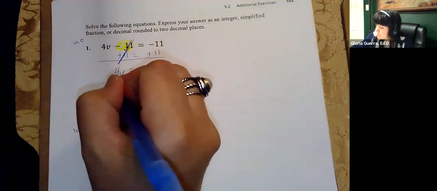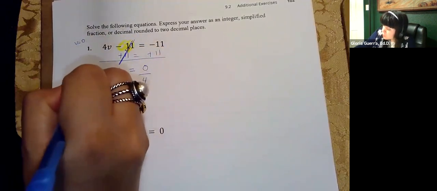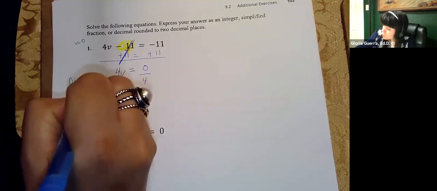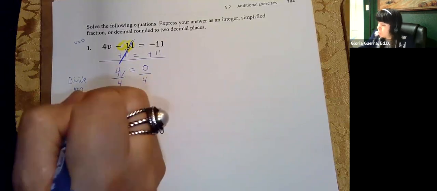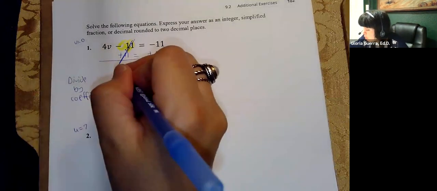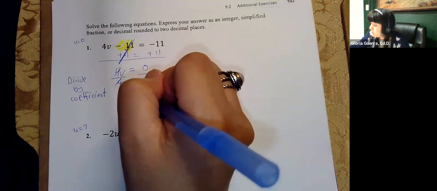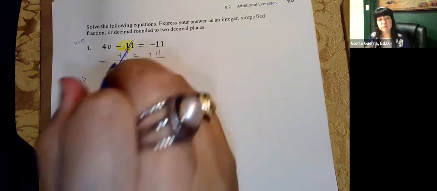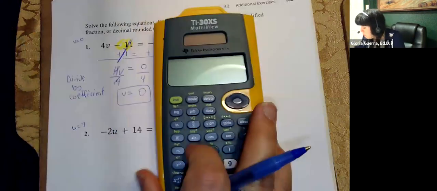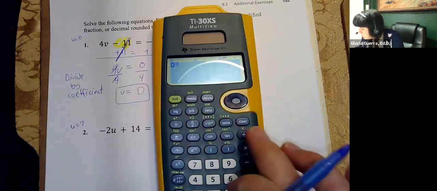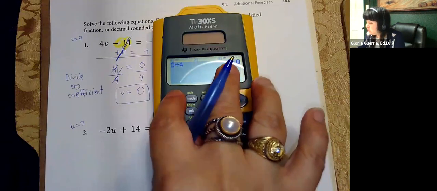Now you're going to divide both sides by four. You're going to divide by the coefficient. The fours cancel out. Zero divided by four is zero. You can see that here: 0 divided by 4 is 0.